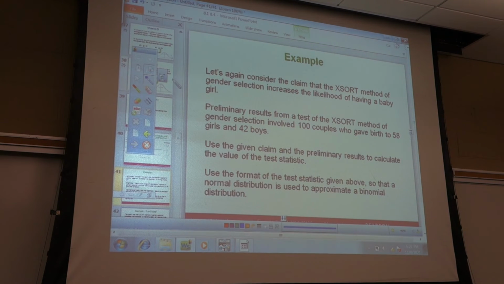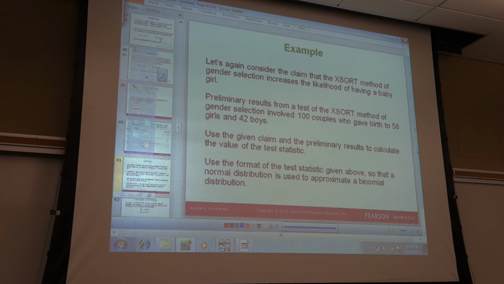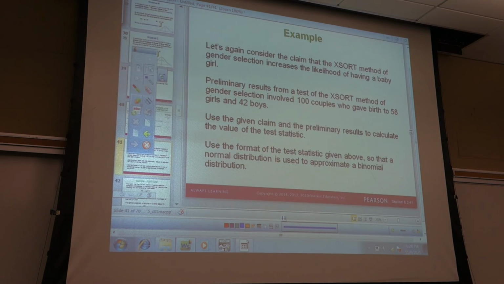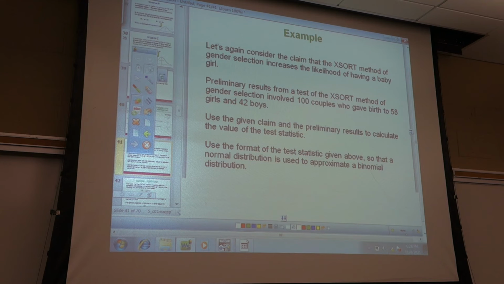Molly, you have read, right? Not today, no. Great, go ahead. Let's again consider the claim that the X-sort method of gender selection increases the likelihood of having a baby girl. Preliminary results from a test of the X-sort method of gender selection involved 100 couples who gave birth to 58 girls and 42 boys. Use the given claim and the preliminary results to calculate the value of the test statistic. Use the format of the test statistic given above so that a normal distribution is used to approximate a binomial distribution. Perfect, thank you. So first of all, what's my claim?